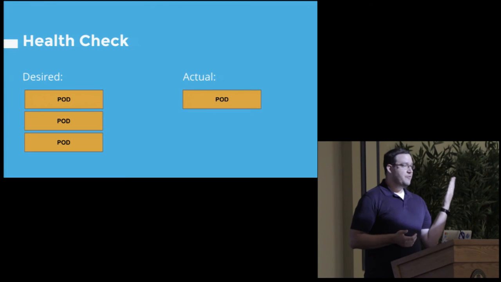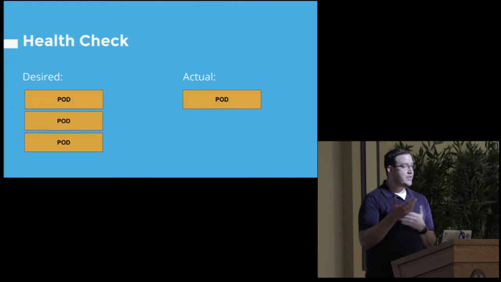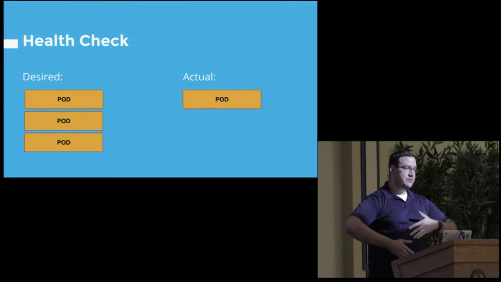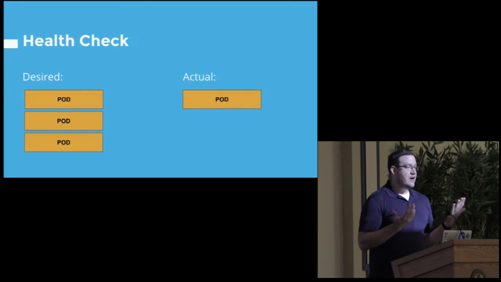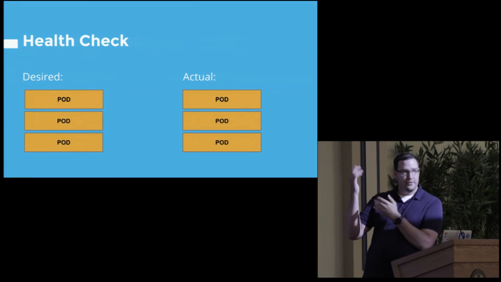So say I want to have three pods running, and at some point I had three running, but now I don't. Maybe a node died, something crashed. It doesn't care how it got there. All it knows is that you want to have three, I have one, so take an action. Let's create two of those pods.